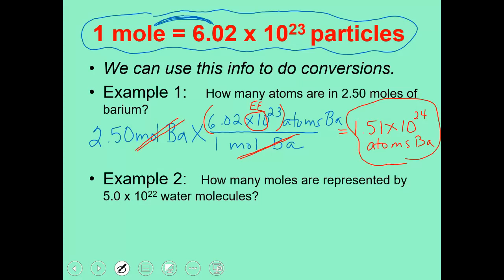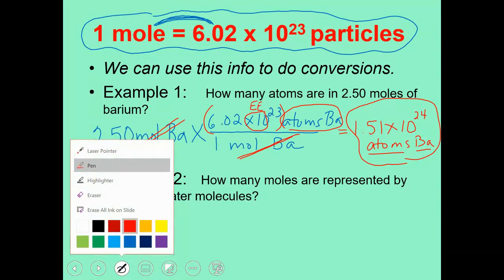Now I kept 3 significant figures because my original number had 3 significant figures. I labeled not only what the particles are called, but what kind of particles they are. So let's try another one.